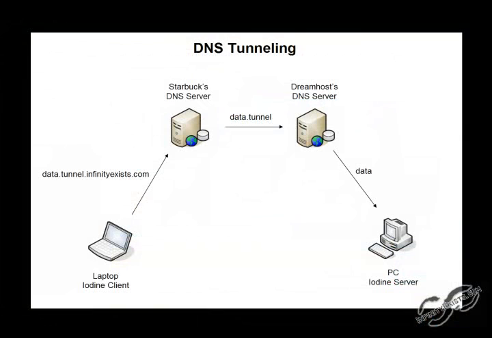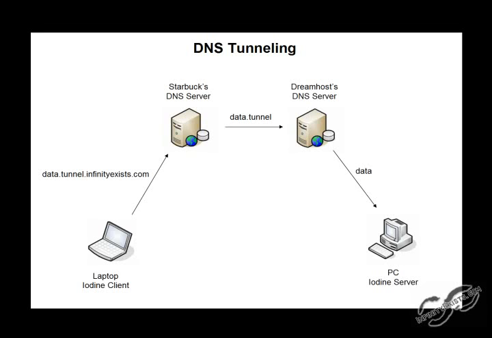This way we can send DNS packets from our laptop to the default DNS server, to Dreamhost's DNS server, and then to our PC running Iodine. So this is the basic idea behind the DNS tunnel. The Iodine client running on our laptop will encapsulate our internet traffic into DNS queries. So the DNS packet will have a bunch of encoded data, then .tunnel.infinisys.com, which is sent to the default DNS server, which in this case is the Starbucks DNS server.